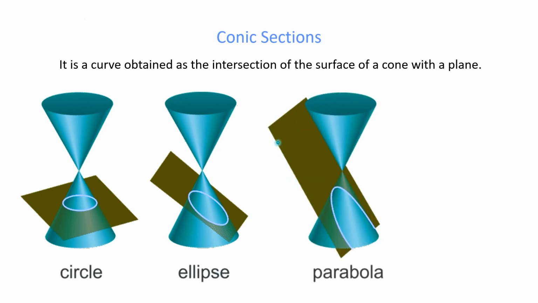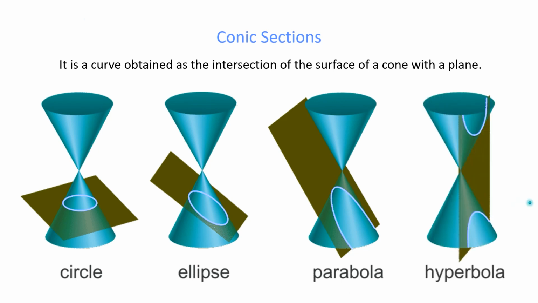Now, if the plane intersects the cone diagonally, but it goes through the base of the cone, the curve we get is a parabola. And finally, if the plane intersects the cone vertically, the curve we get is a hyperbola. And in this video, we'll be looking at parabolas.